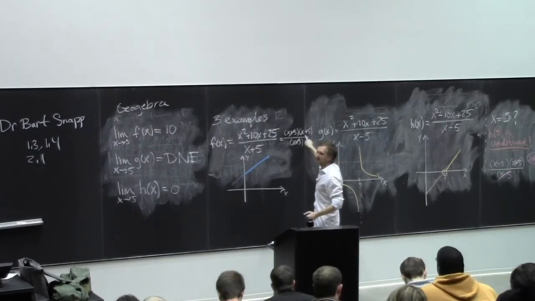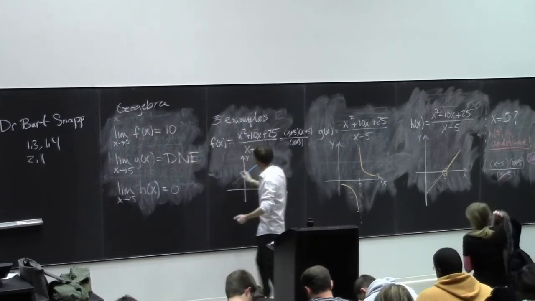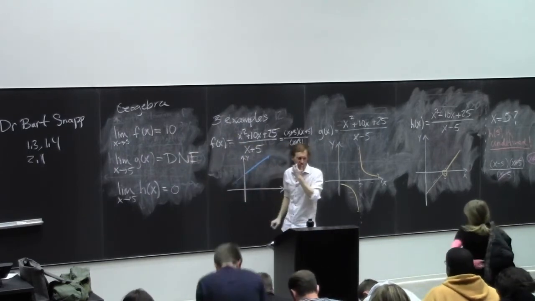This is x plus 5. And then I evaluated it. It's like I'm moving all the way over to 5, and there should be 10.